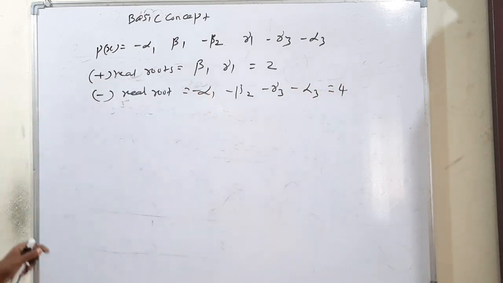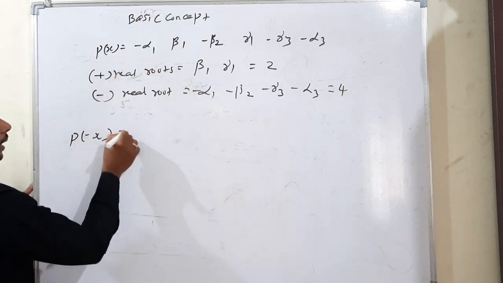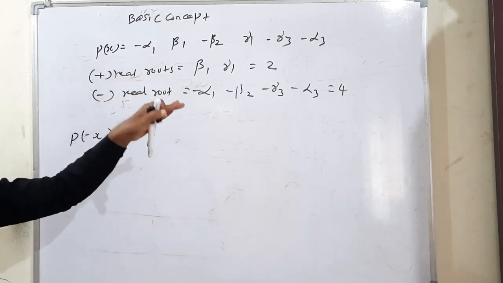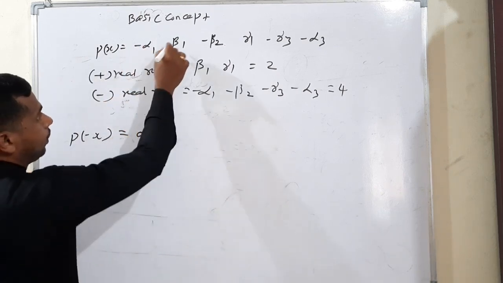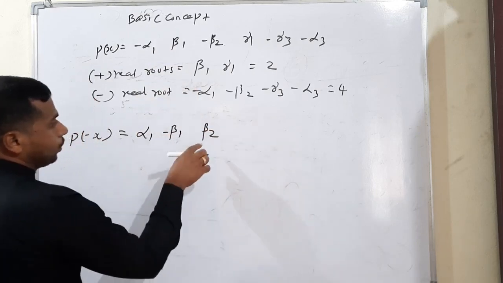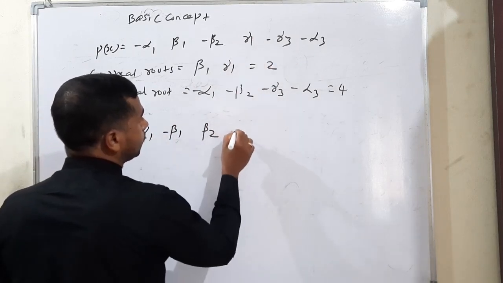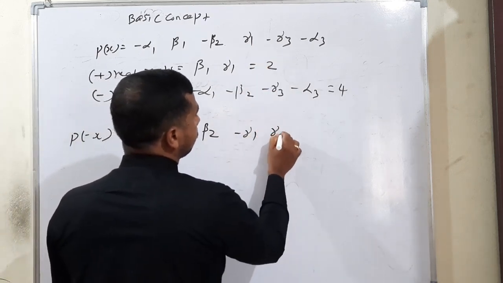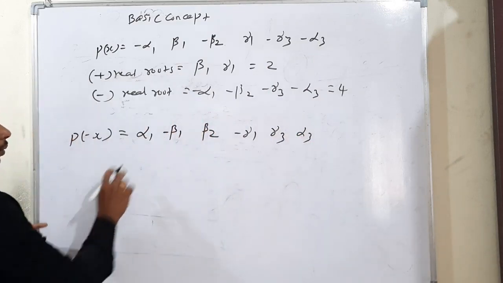4 are there. Instead of positive x, if we convert to p of minus x, each and every value changes sign: positive changes to negative, negative changes to positive. First, minus alpha 1 is there, so we write positive alpha 1. Positive beta 1 is there, so we write negative beta 1. Then negative beta 2, I write positive beta 2. Already positive gamma 1 is there, I write negative gamma 1. Then negative gamma 3, so I write positive gamma 3. Then negative alpha 3, I write positive alpha 3. Now we can count it.